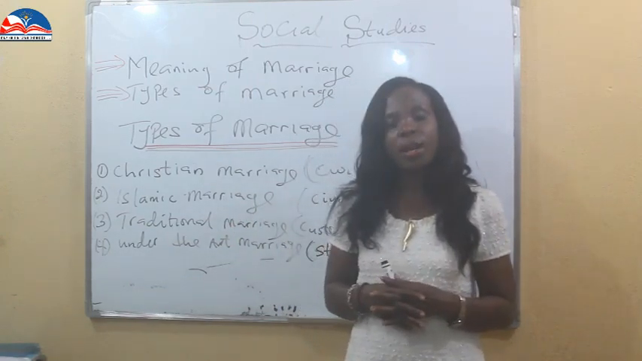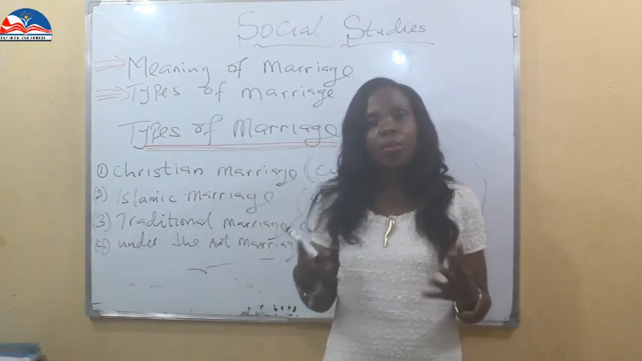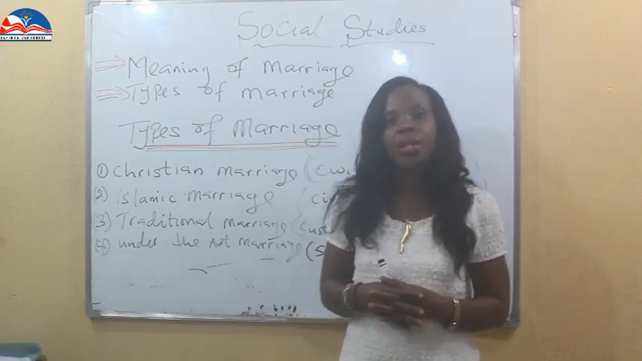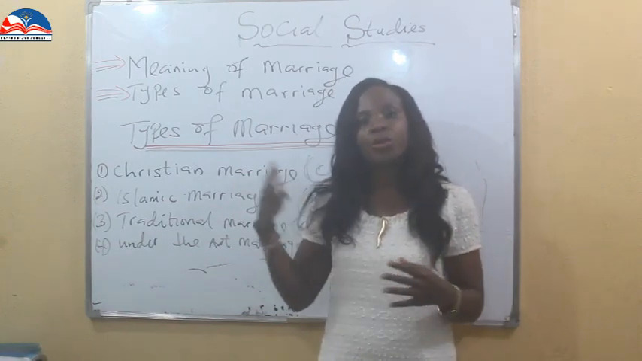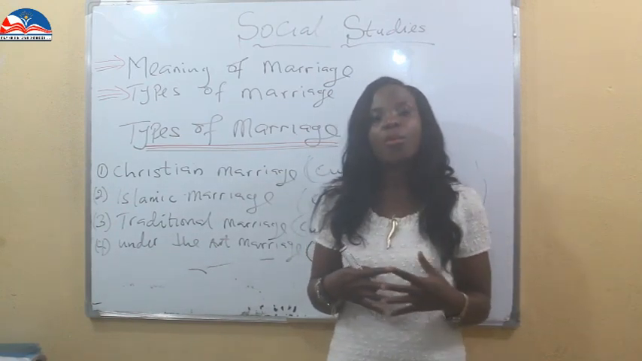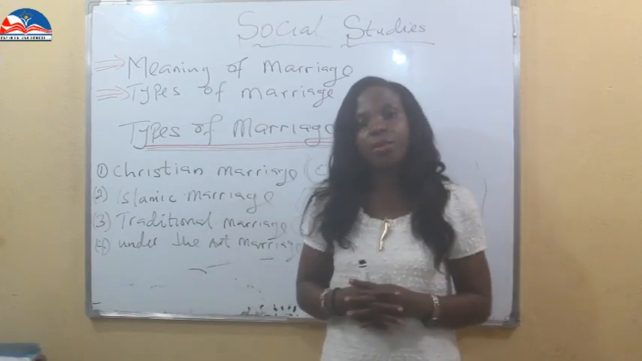Then we have another type of marriage, polygamous marriage. Polygamous marriage has to do with marriage between a man and more than one wife. Polyandry is a marriage between a woman and more than one husband. Those are the types of marriage.